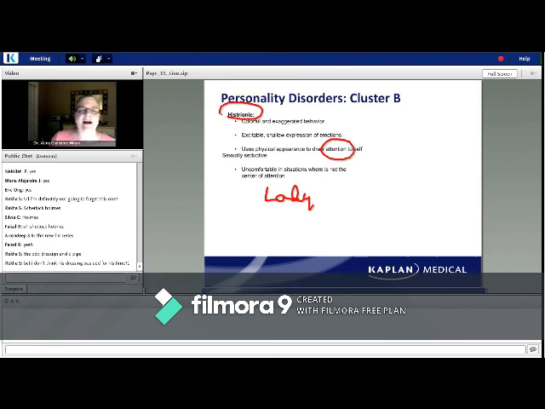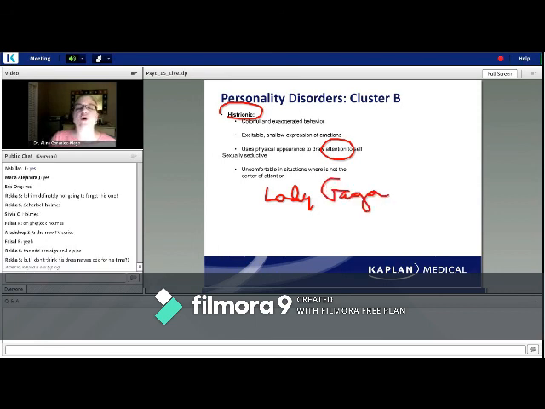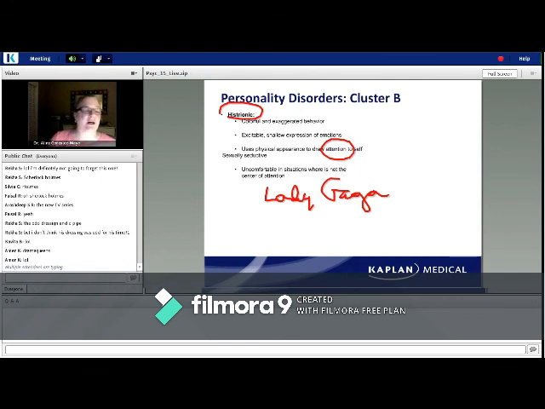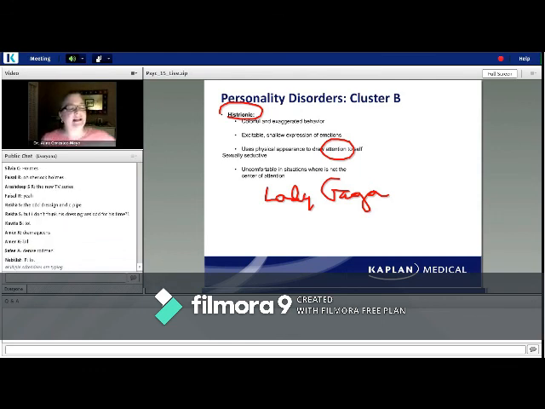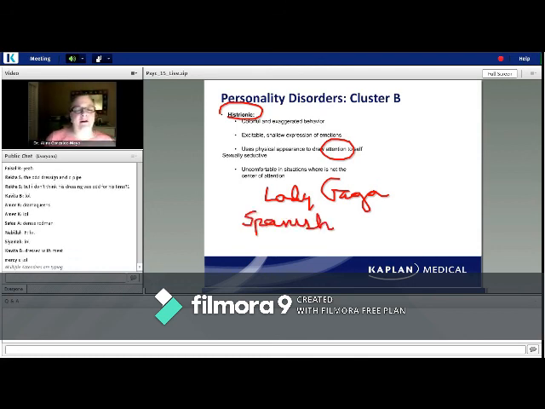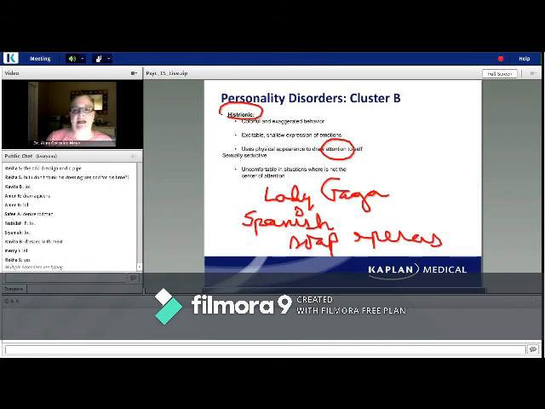I think Lady Gaga is definitely histrionic, right? Who goes onto stage in an egg and then she pops out of the egg? Good God. I think that is definitely very histrionic. Spanish soap operas are very, very histrionic, okay? Not the men. Well, the men can be too, but the women definitely take the cake. So you see the drama factor? That's what this is all about.